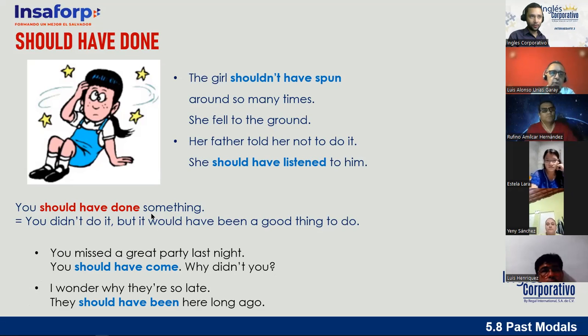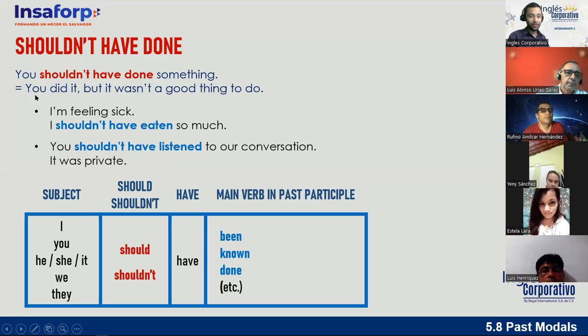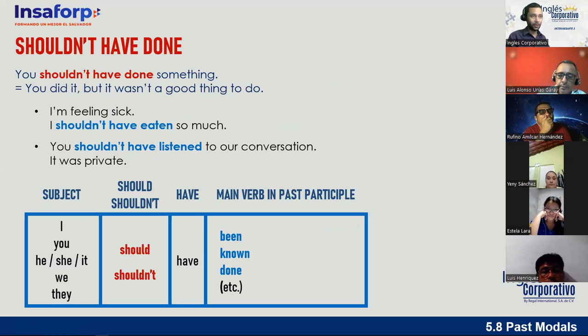What about the negative form of it? The negative form is shouldn't have done. When we say that you shouldn't have done something, that means you did it, but it wasn't a good thing to do. It was a bad idea. Okay? And you have some examples. Jenny Sanchez, maybe, can help me read this, the first one, please.